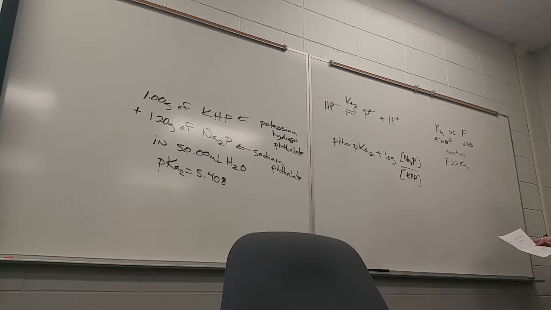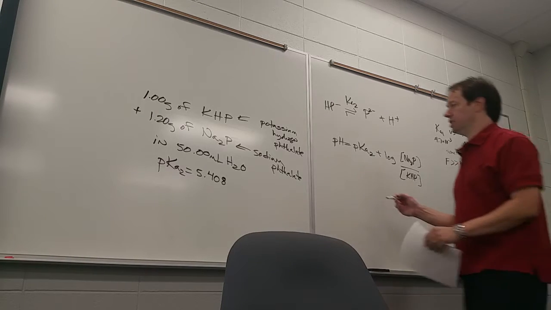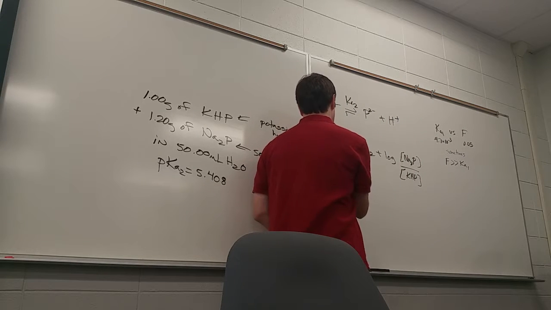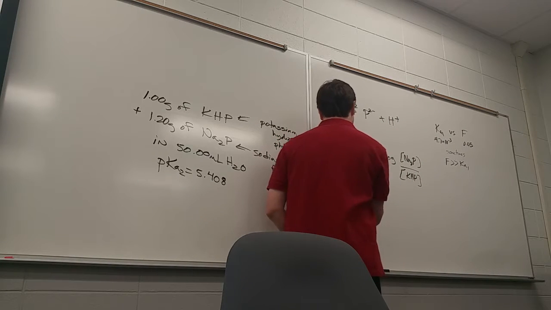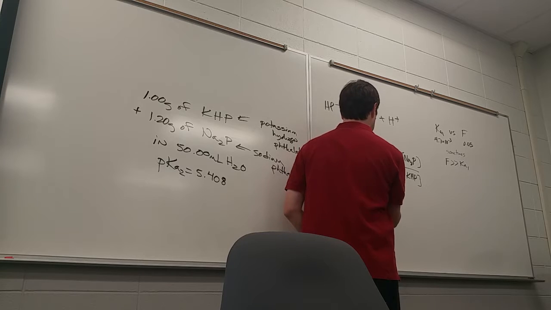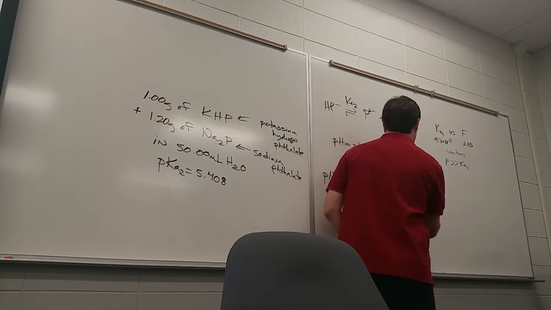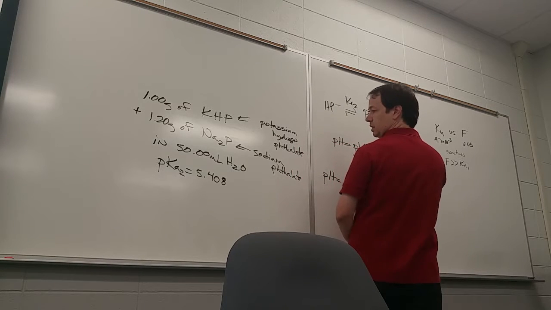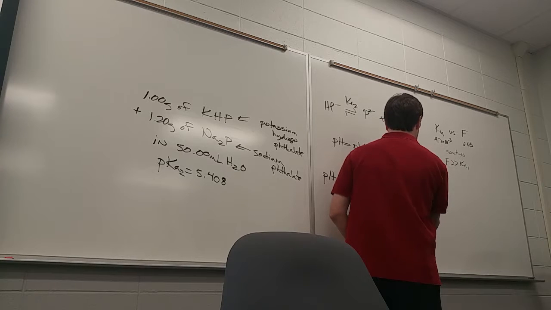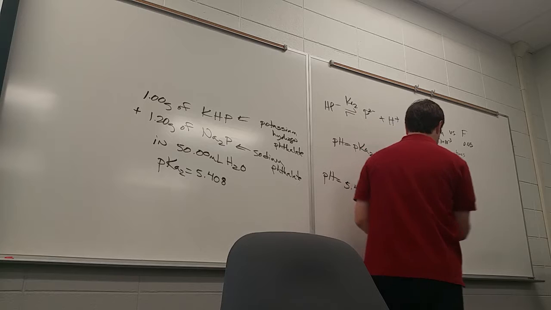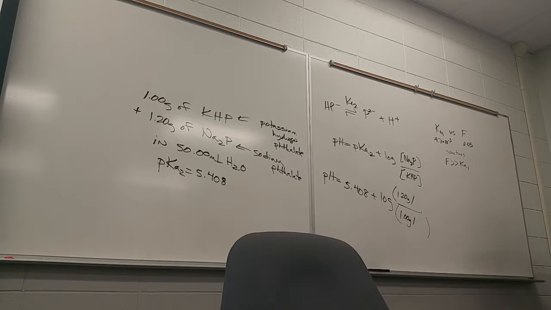So we have everything we can do to make this buffer work. We just have to plug everything in. So pH will be equal to 5.408 plus the log. I said there was 1.2 grams and 1 gram. And then all we need now is molecular weights, and I would give you those for a test just because I wouldn't make you try to figure those out.